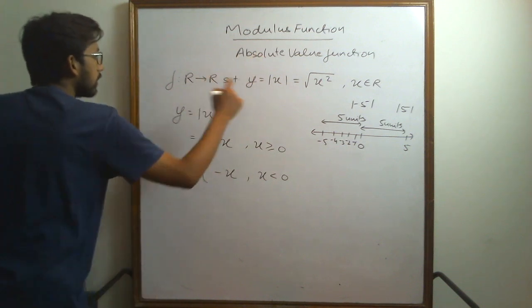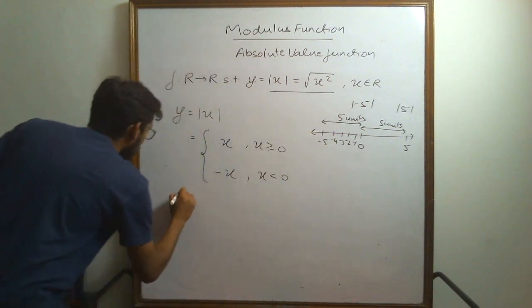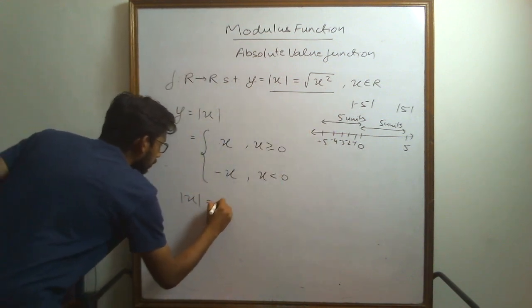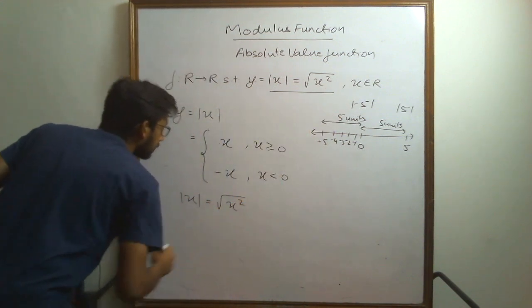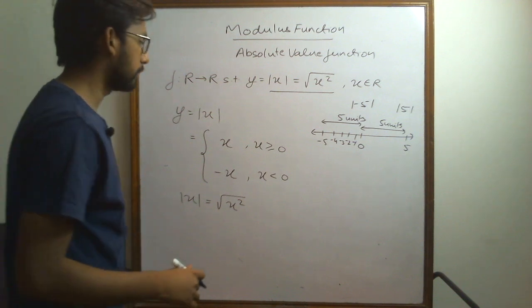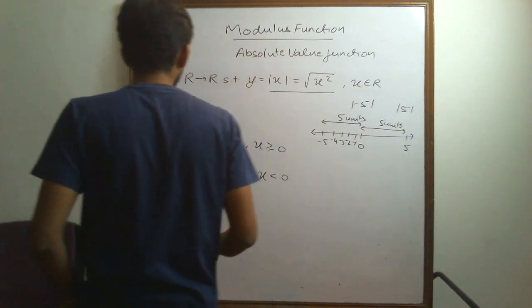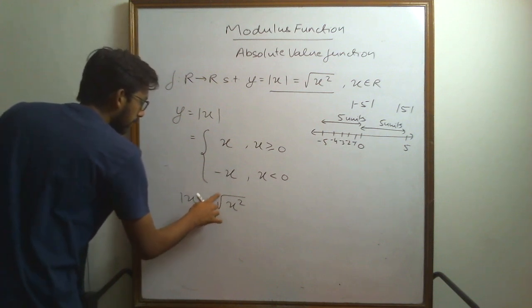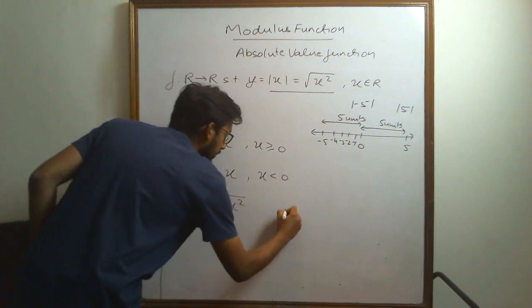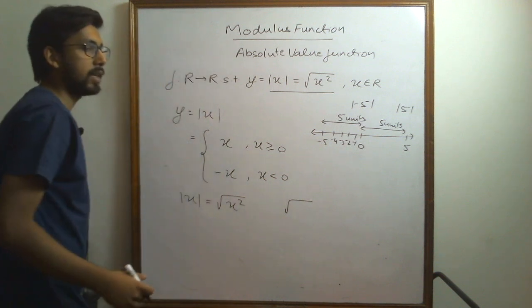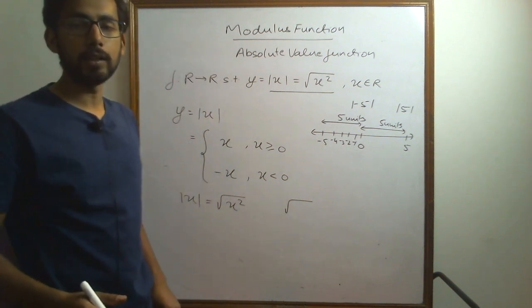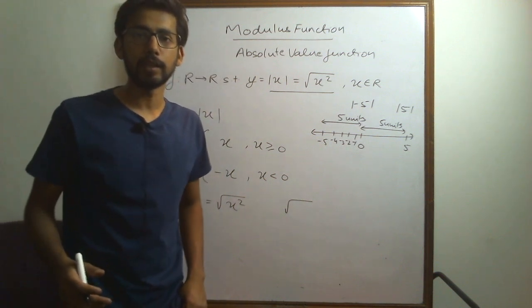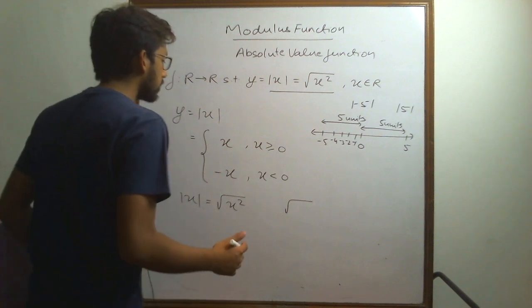Now why have I written that mod x is equal to the square root function? This is an important why. To understand this, we need to know that the square root sign always means only the positive value. It does not mean the negative value, it only means the positive value.